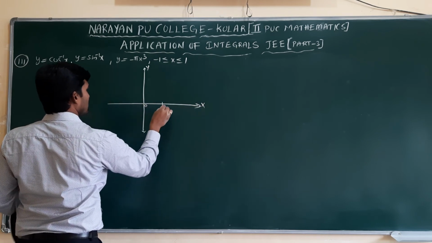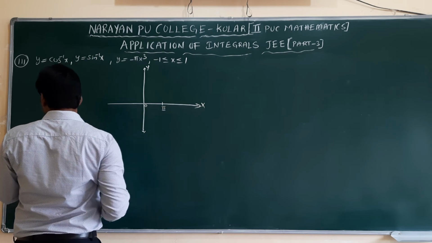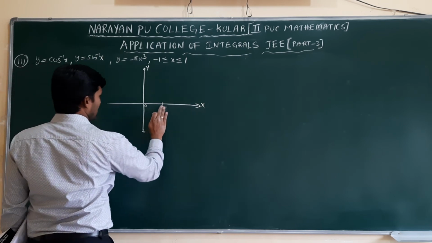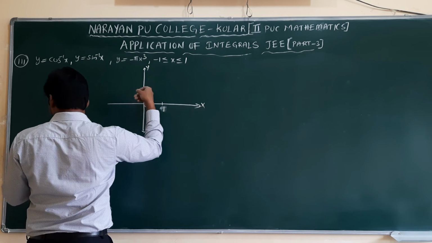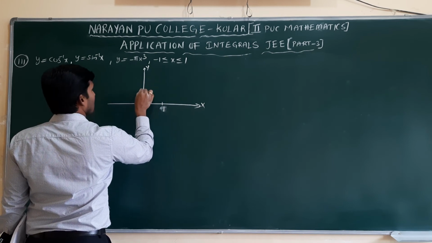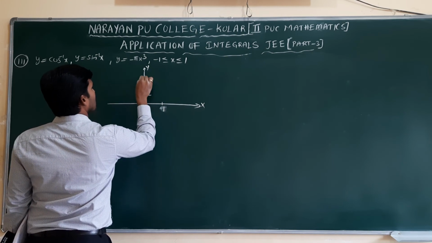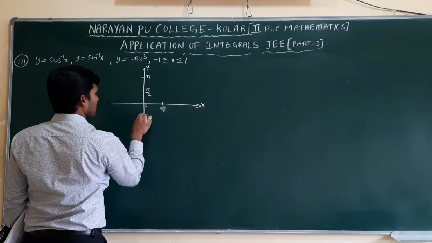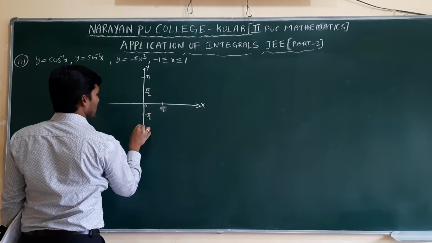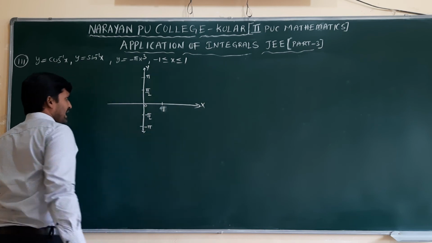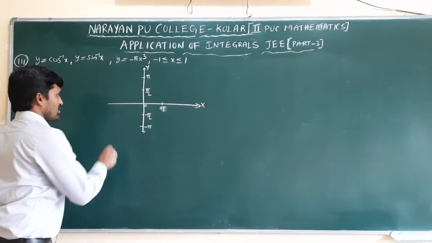Zero. Here, if you take numbers only, they will come here exactly. Angles will be present on this. Pi by 2, here pi, minus pi by 2, because for inverse trigonometric functions, angles are on the y axis and numbers on the x axis.